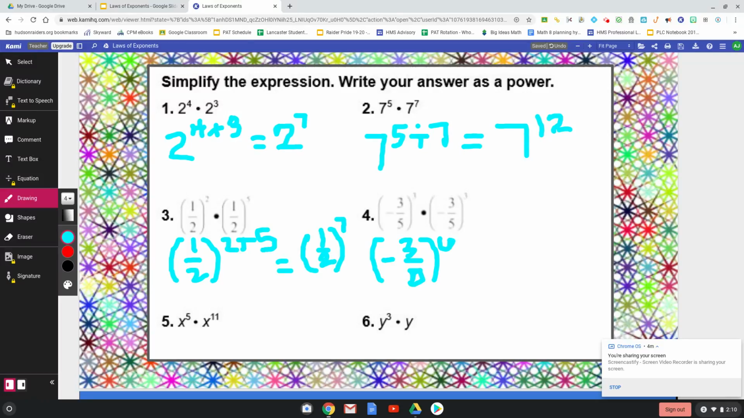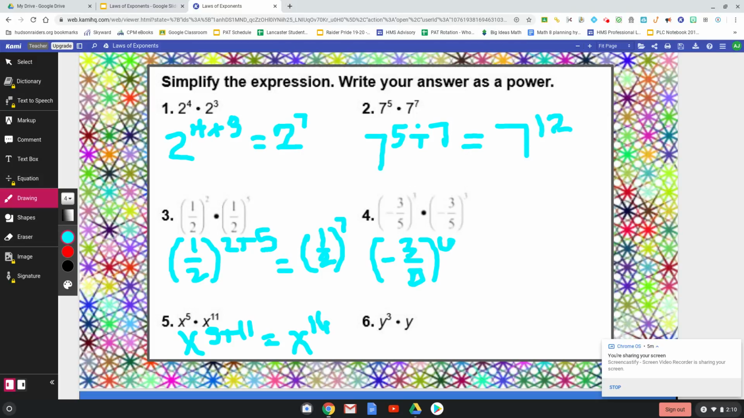Now let's look at some algebraic examples. We have x to the 5th power times x to the 11th power. So this would be x raised to the 5th plus 11th power, or we can simplify this even further, x to the 16th power.